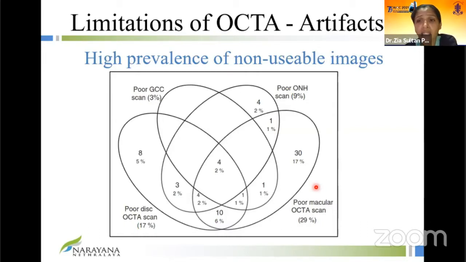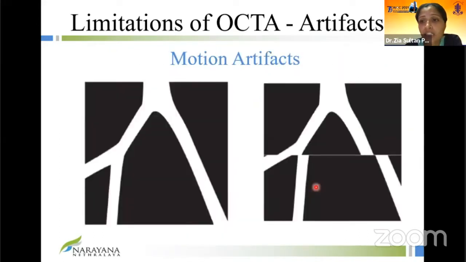And why is there such a problem with artifacts? The reason is obvious. Here, you're scanning the same region multiple times. So the scan time is that much longer. And whenever you have a higher scan time, the chance of getting artifacts is that much higher. So the most common artifact that you get is motion artifact. So as that raster line is moving across, it will give you this image on the left if there is no motion.